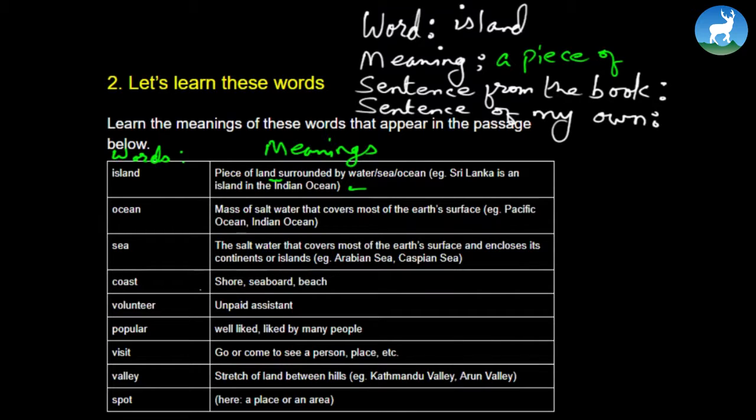Coast, shore, seaboard, beach. Volunteer, unpaid assistant. Popular, well-liked, liked by many people. Visit, go or come to see a person, place, etc. Valley, a stretch of land between hills. Example, Kathmandu Valley, Arun Valley. Spot, here a place or an area, meaning a particular place. Now that we have learned the meanings, let's move forward and read the passage.